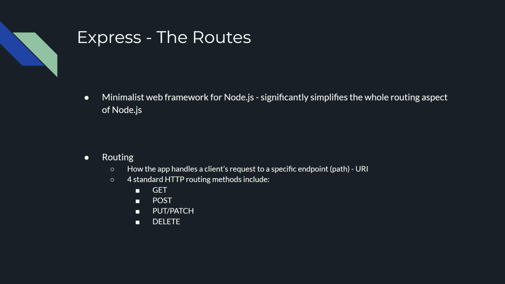So when it comes to routing, there are four general standard HTTP routing methods, which are get, post, put/patch, and delete. And they're what they sound like. Get is when you want to retrieve something. Post is when you want to add something to whatever we're working with. Put and patch are mostly for editing stuff. You want to update something. And delete is, as it sounds, just to straight up delete something.